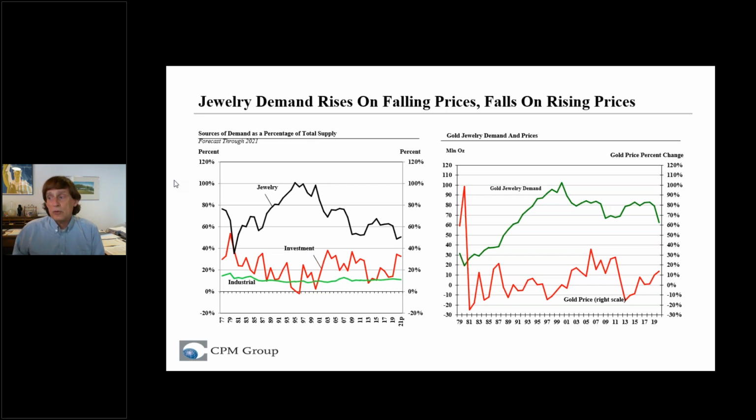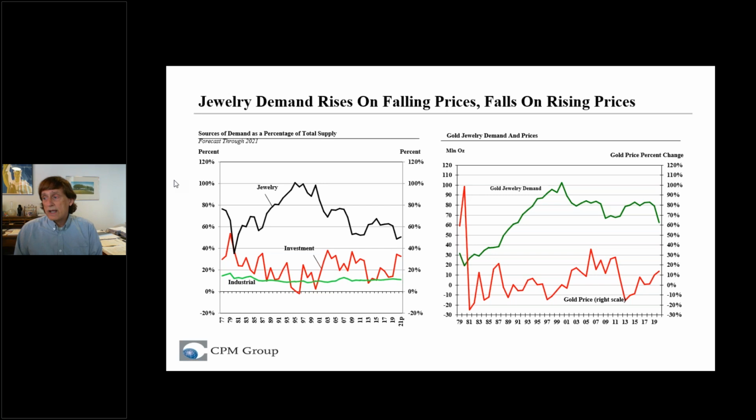And if you looked at that investment demand chart and you compared it to changes in the gold price, you'd see a very close overlap. It's the changes in investment demand that really drive changes in gold prices. And when investment demand is lower than 20%, you tend to see lower gold prices. And when investment demand is 20 to 40%, you tend to see higher and rising gold prices.